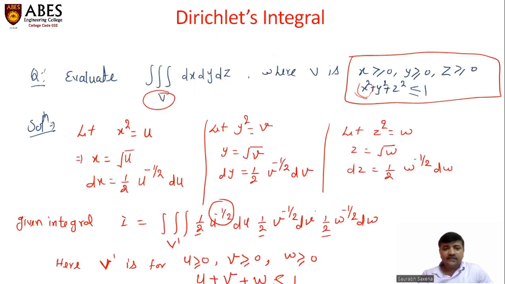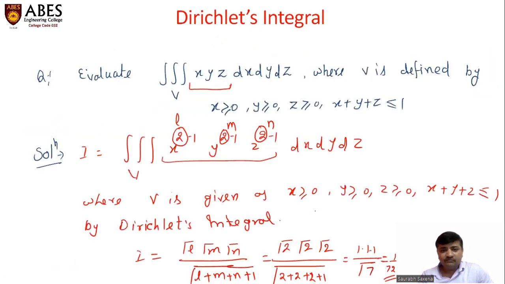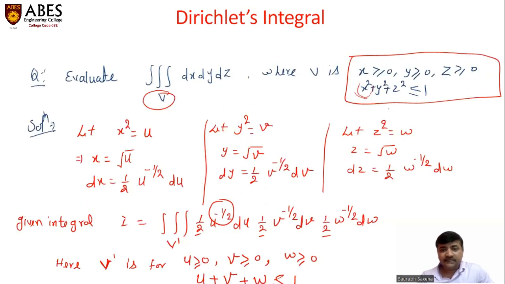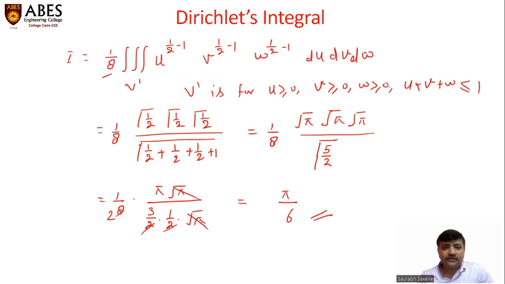So in the first question, we didn't require any replacement or substitution, as the region was perfectly in the form of Dirichlet's integral. But in the second question, the region was not in the form of x plus y plus z. So we have to assume x square as u, y square as v, and z square as w. And then the integral in terms of u, v, w becomes Dirichlet's integral, and its value was obtained using the formula of Dirichlet's integral.